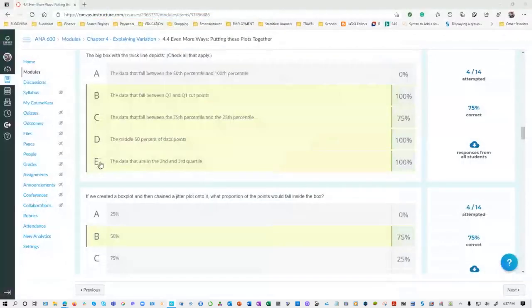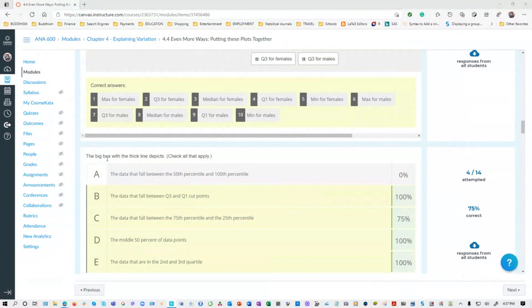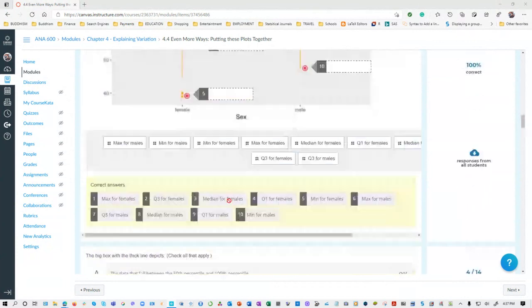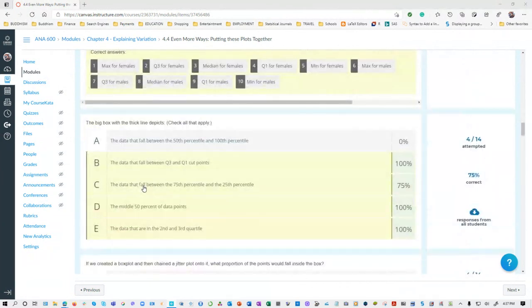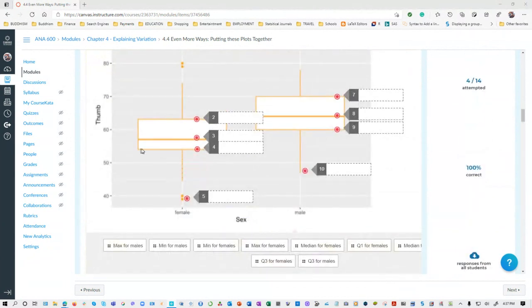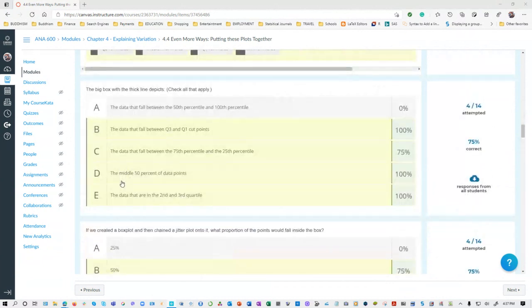That's what they were talking about over here: the big box with the thick line. The thick line is this line we're talking about. The data fall between the Q3 and Q1 cut points, and the cut point between them is Q2. So it is the data between the 75th percentile and the 25th percentile. This is the 25th percentile, or Q1, and this is the 75th percentile. That's the middle 50% of data points, the data in the second and third quartile.